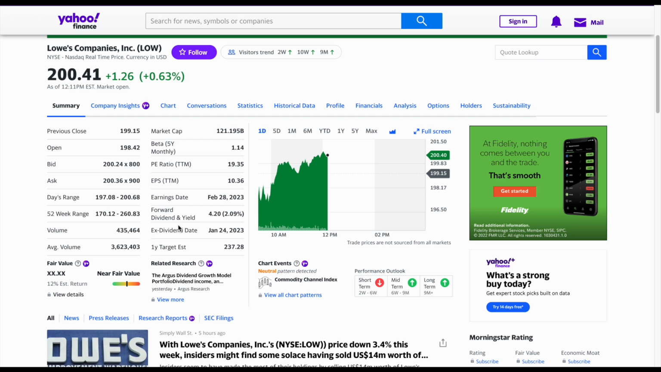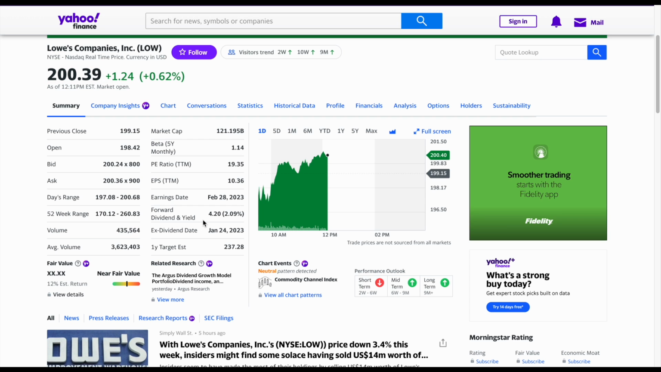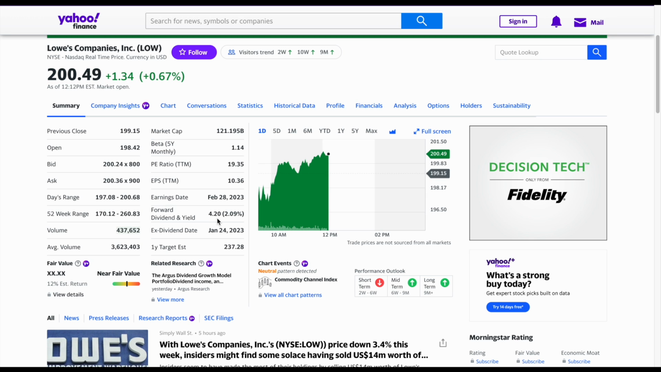Now, the forward dividend and yield, this is obviously very important if you want to build a dividend portfolio. The forward dividend is how much they're going to be paying out over the next year in dividends according to their most recent quarterly dividend payment. So for Lowe's, we can see that's $4.20, meaning if I bought one share of this stock at $200.44, I could expect to receive $4.20 in dividend income over the next year.